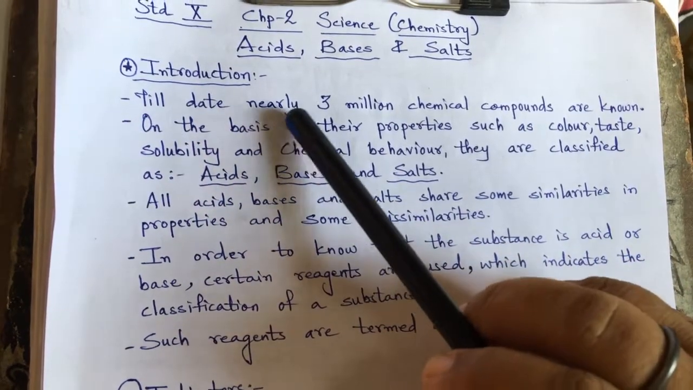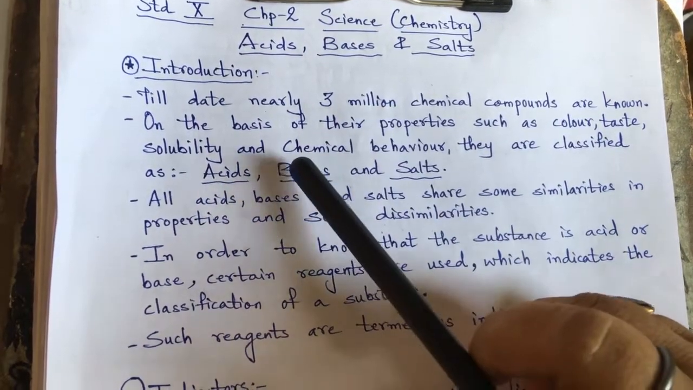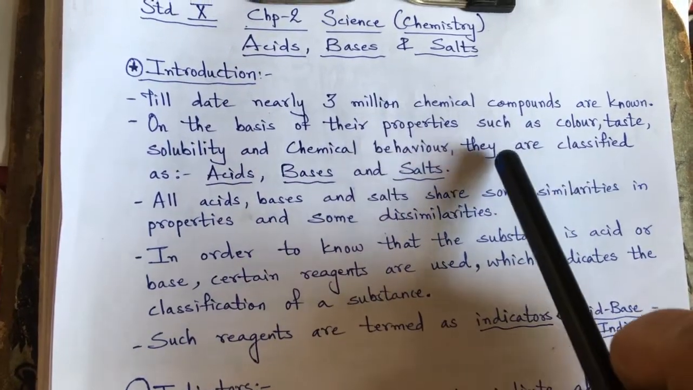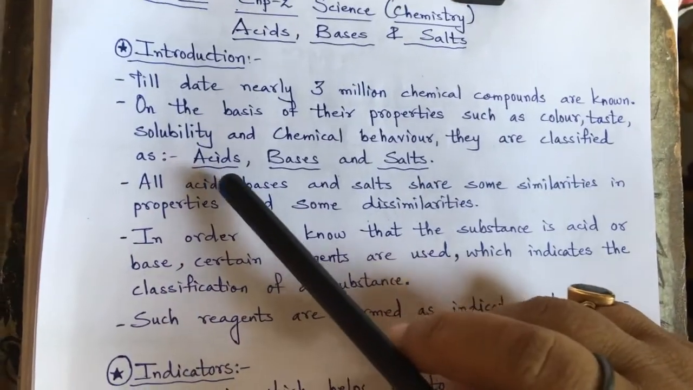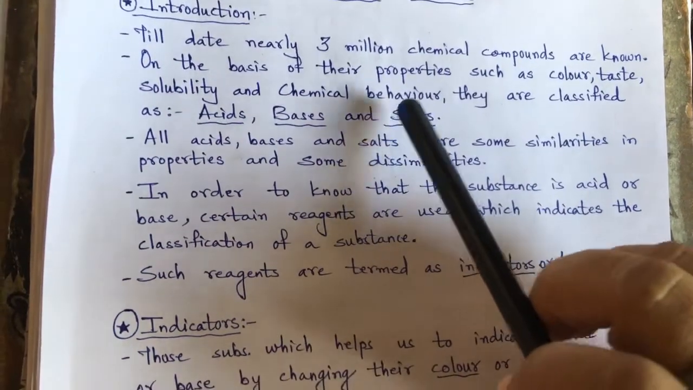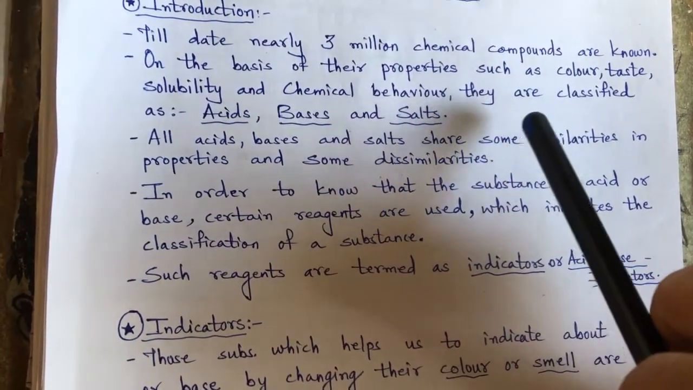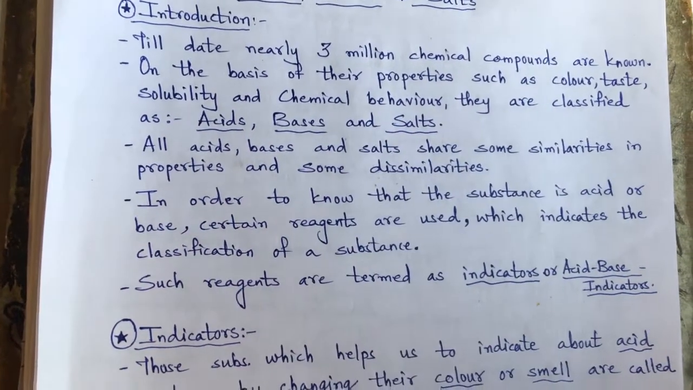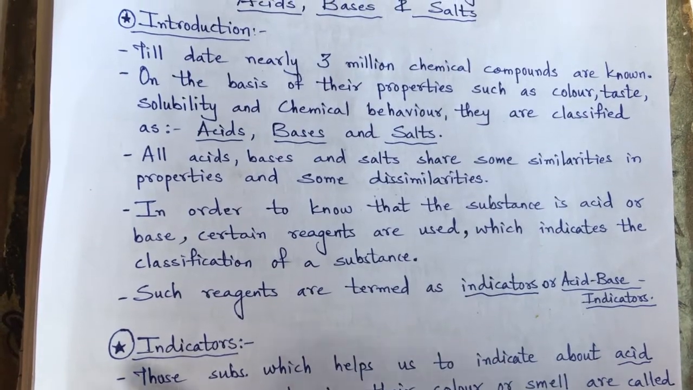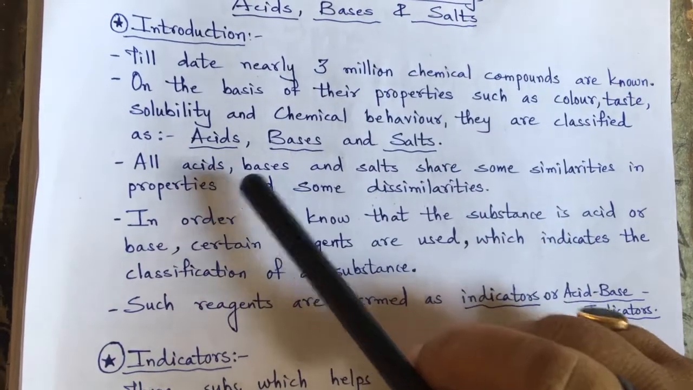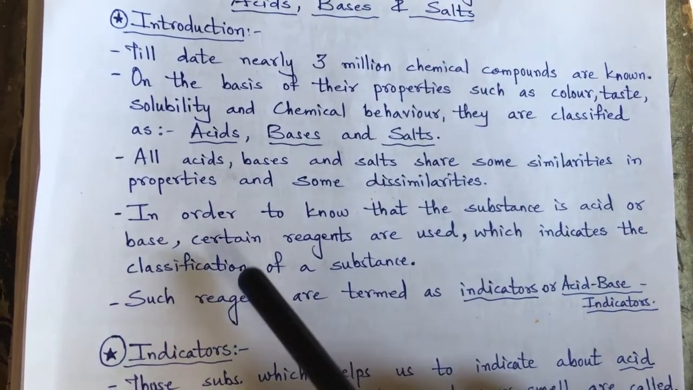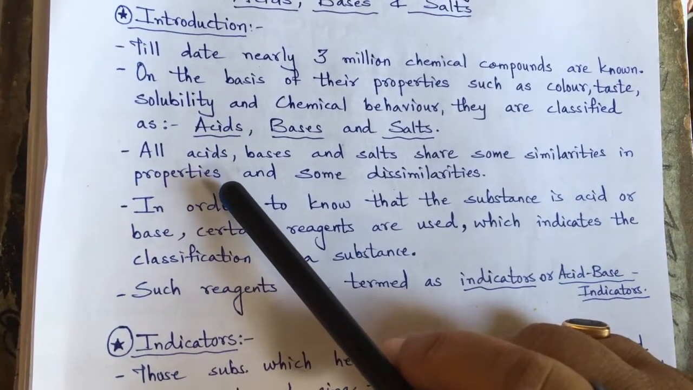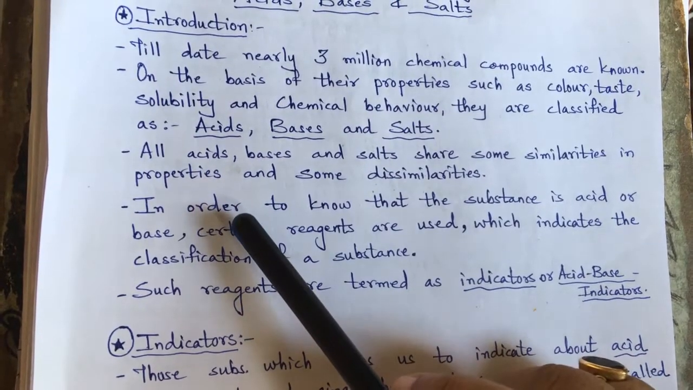Till date, nearly 3 million chemical compounds are known. And on the basis of their properties such as color, taste, solubility, chemical behavior and many more properties, they need to be classified as acids, bases and salts. Now when we classify them as acids, bases and salts, the compounds have some similarities as well as some dissimilarities in their properties.